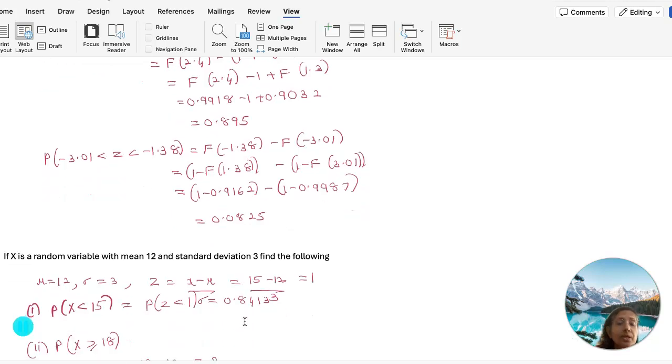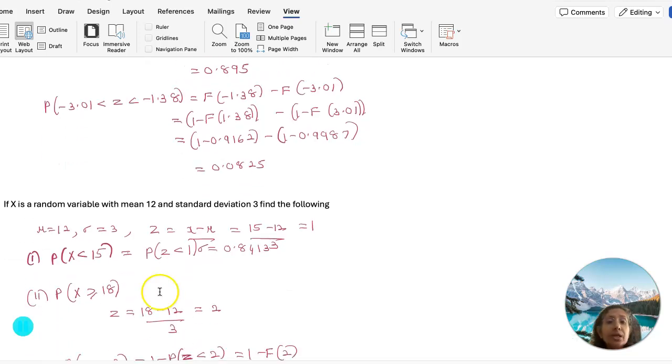Now, what happens if X is not a standard normal variable? If X is just a random variable with mean 12 and standard deviation 3, find the following. So here mu is 12, sigma is 3. So Z is (X minus mu) by sigma. That will be (15 minus 12) by 3, which is 1. So we have converted it to a standard normal variable. And now we use the same results that we had seen earlier.